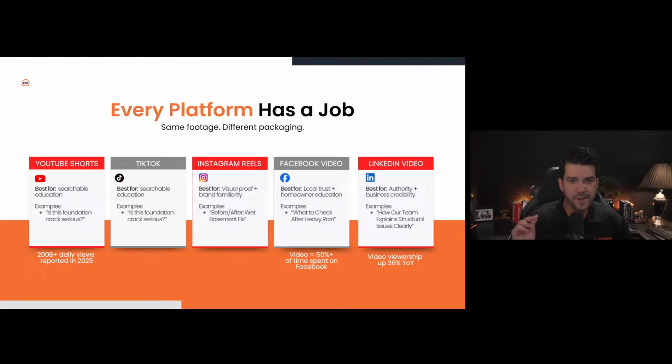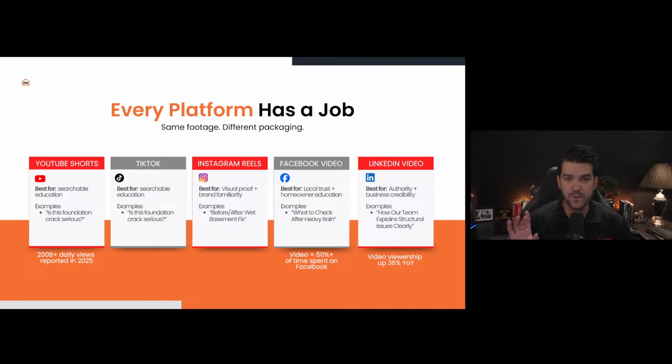TikTok is more about fast discovery, raw personality. That doesn't mean that every contractor needs to be dancing or chasing trends, like I said before. It means that content should feel human, direct, and easy to understand. A clip of an inspector explaining a real basement problem can work better than something that feels a little too polished or maybe too corporate.